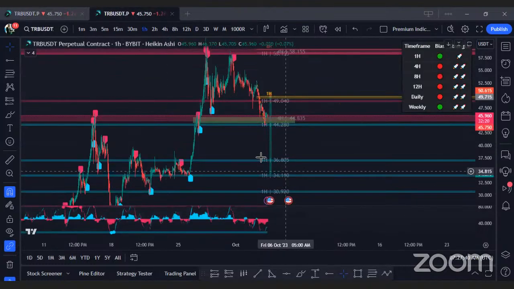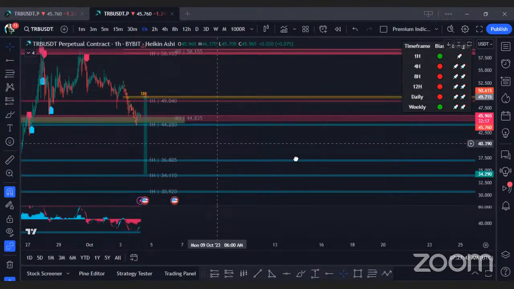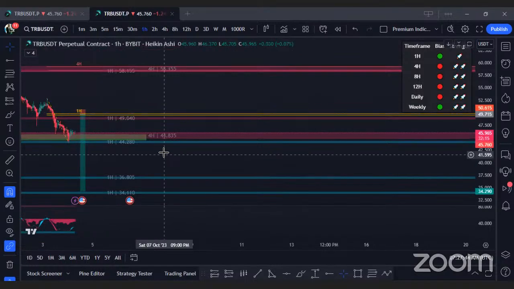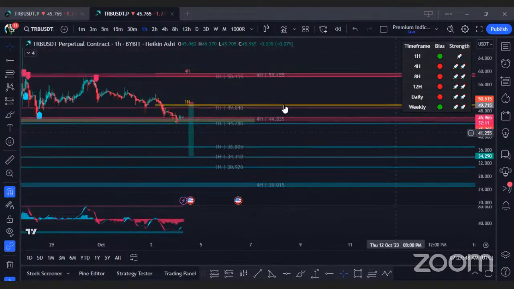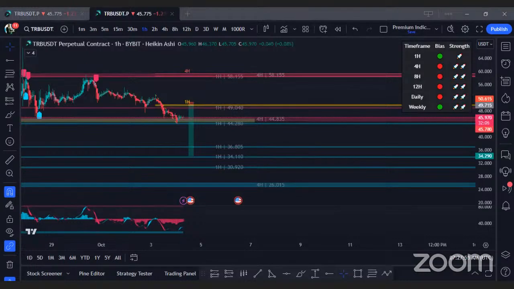What I'm looking at is the $49.50 level short, or anything below $43, then you take a short trade. That's what I personally will be looking at for TRB. If you want, you can go ahead and set your limit orders for those trades to play out.